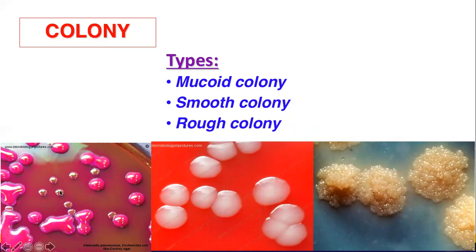We have mucoid colonies like this, so they appear slimy, watery, or glistening. We have smooth colonies with uniform texture, which allows them to be easily emulsified with normal saline solution. And this one is obviously the rough colonies. They're wrinkled, dry looking, granulated. These are not easily emulsified with normal saline solution.